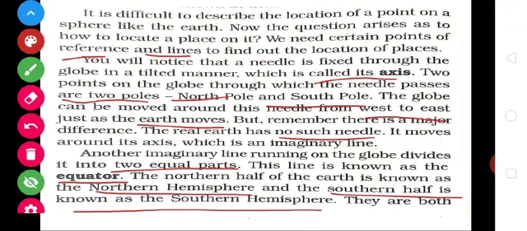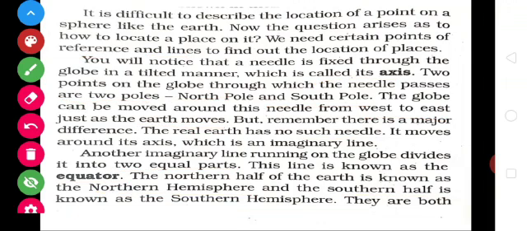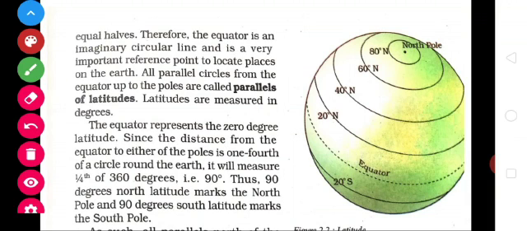The upper part of the earth is called the northern hemisphere, and the lower part of the earth is called the southern hemisphere. They are both equal halves; the earth is divided into two equal parts.